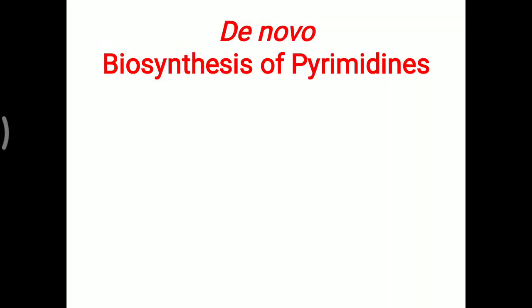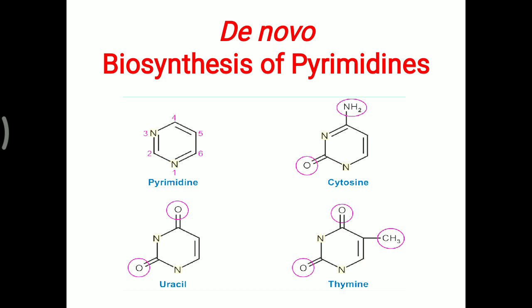Today's topic is about de novo biosynthesis of pyrimidine. So here you can see a structure of pyrimidine. This pyrimidine nitrogenous base includes cytosine, uracil and thymine. Already you know the difference between thymine and thiamine. So how exactly is this pyrimidine synthesized?